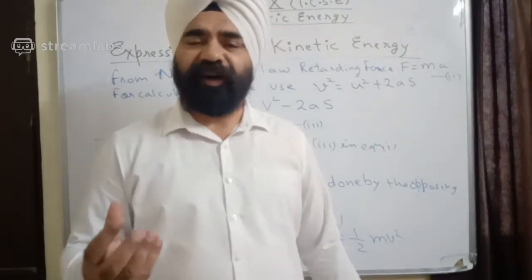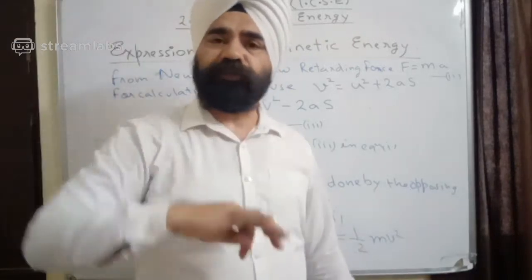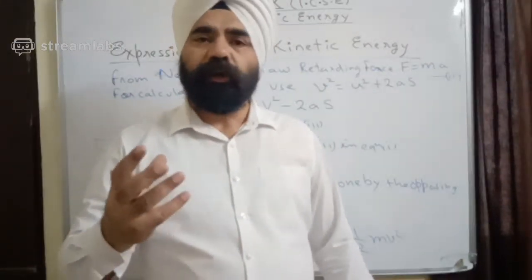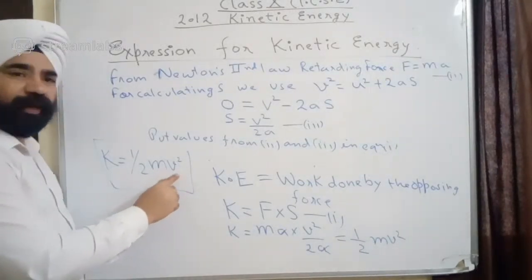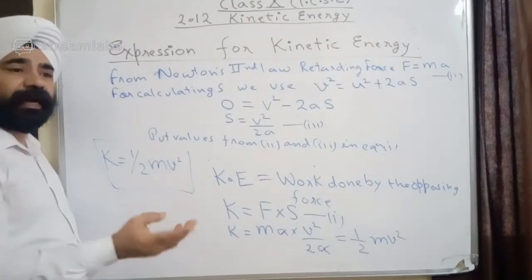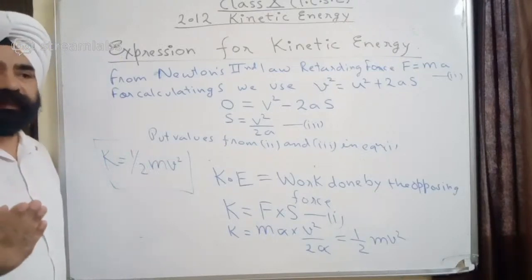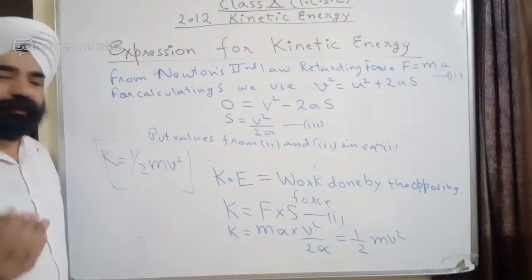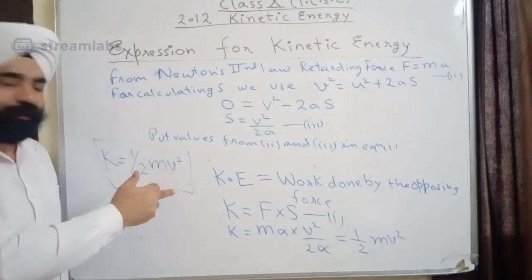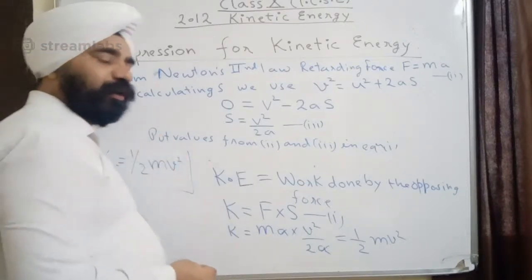You know that Malinga is a fast bowler. On the other hand, Harbhajan is an off spinner. So we have seen in our expression also, if the velocity is greater, the kinetic energy will be greater. It is proportional to the square of velocity.